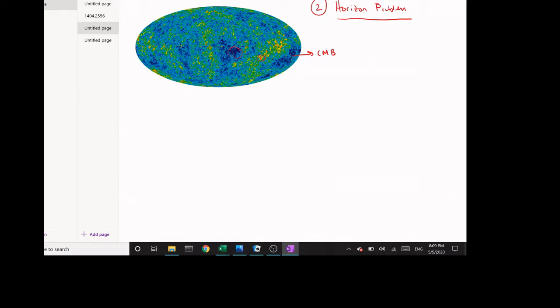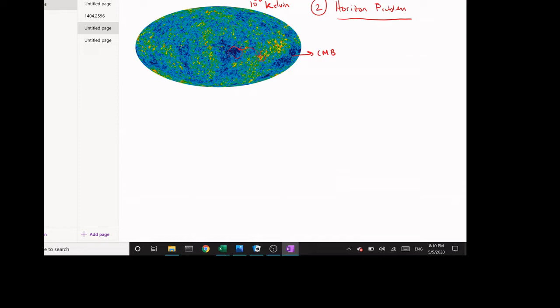It doesn't look like it's very even. If you look at this, the red spots look really red, the blue spots look really blue, so there are different temperatures everywhere. But actually, the scale of this is small. It's 10 to the power minus 6. What that means is that the really bright spots and the really cold spots, like these two regions over here, are separated by only 10 to the power of minus 6 Kelvin, which is the unit of temperature.